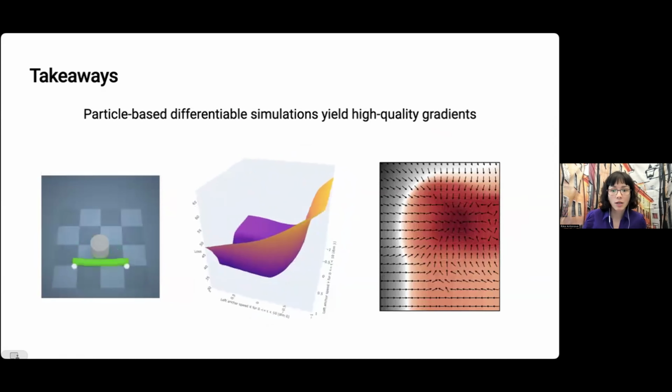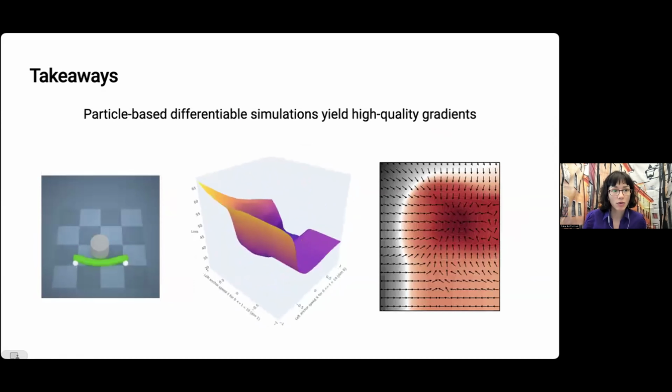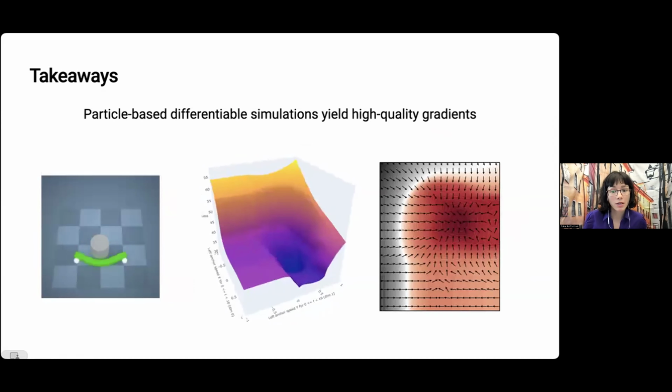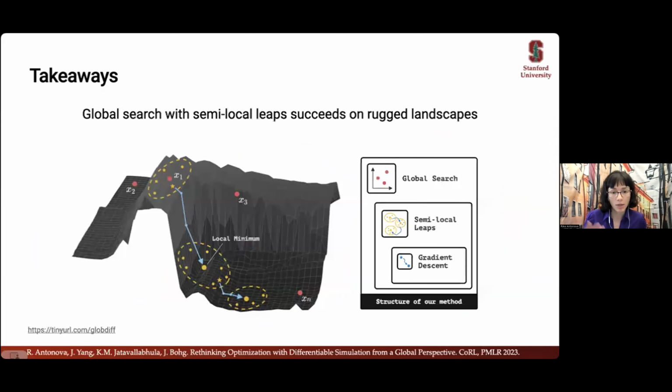We noted that particle-based simulators yield high-quality gradients and smooth landscapes, so they're a bit easier to really make progress on. They're more computationally intensive, but we point this out as a nice future direction that could be amenable to good optimization. And lastly, combining global search with semi-local optimization and then using the gradients to make fast progress on smooth parts of the landscape really paid off. And this is one of the general frameworks that can be used successfully.